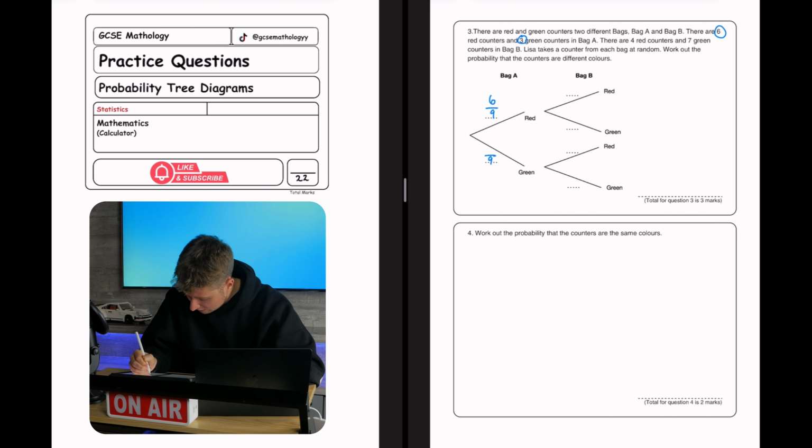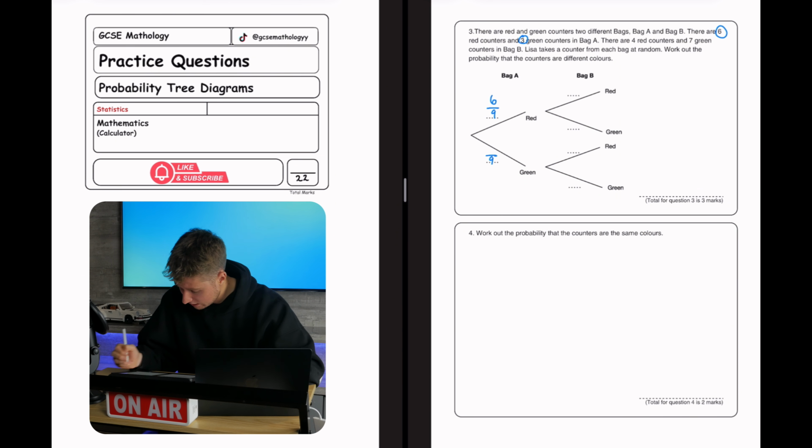So let's have a look at the probability of a red counter in bag A. So we're told that there are 6 red counters and 3 green counters in bag A. So the probabilities will be out of the total amount of counters. So the total amount of counters is 6 plus 3, which is 9. So both of these probabilities will be out of 9. And there are 6 red counters, so it will be 6 out of 9. And there are 3 green counters, so it will be 3 out of 9.